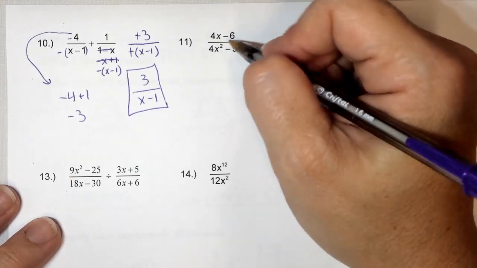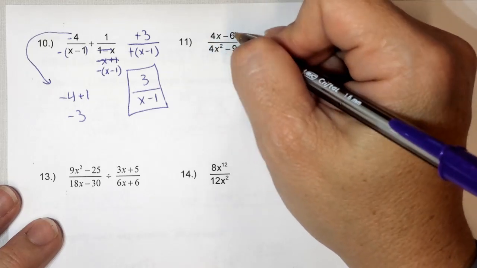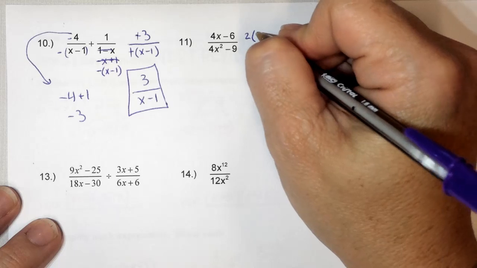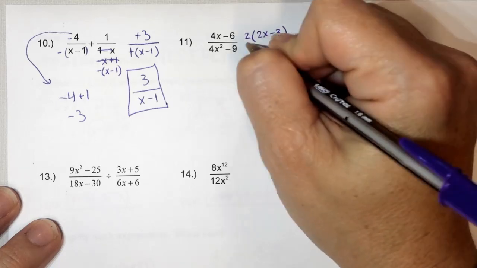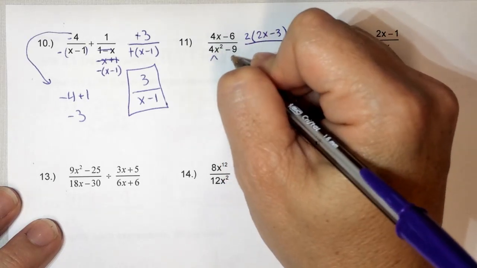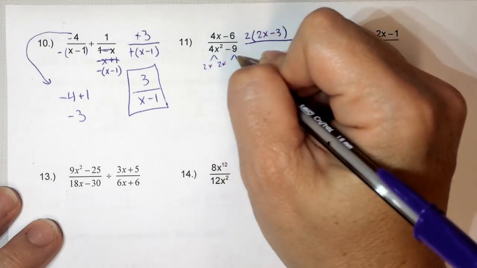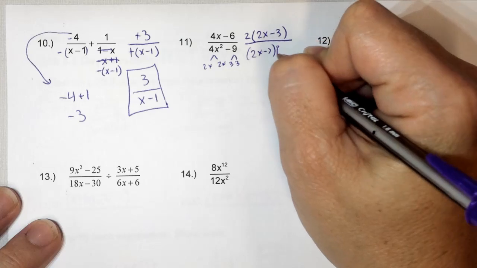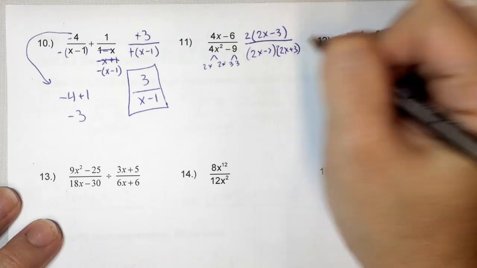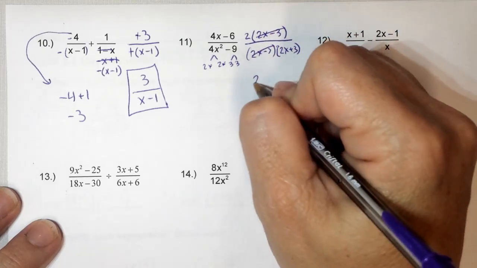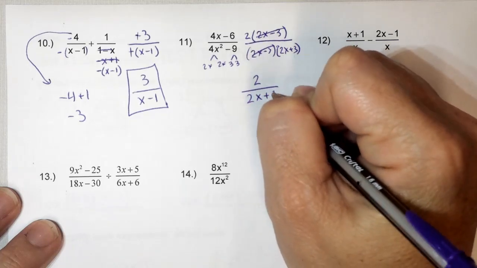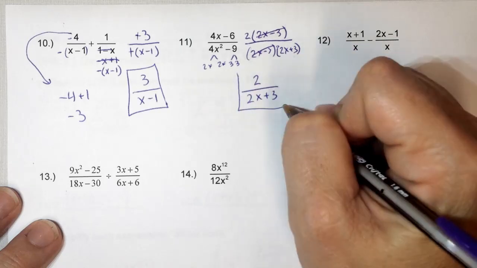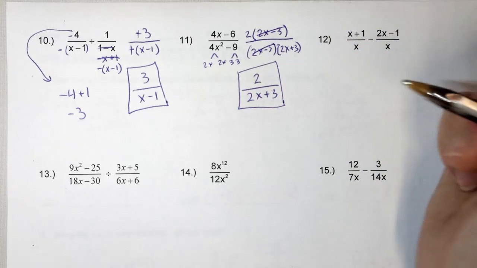Okay, here I have a GCF on top. I know 4 doesn't go into 6, but 2 goes into both of those. And when I take that out, I'm left with 2x minus 3. This is a perfect square minus a perfect square. 2x, 2x, 3, 3. So I get 2x minus 3, 2x plus 3. Well, the 2x minus 3's cancel, and I'm left with 2 over 2x plus 3. Those don't cancel because that plus sign makes the bottom stuck like glue. And there's your answer.